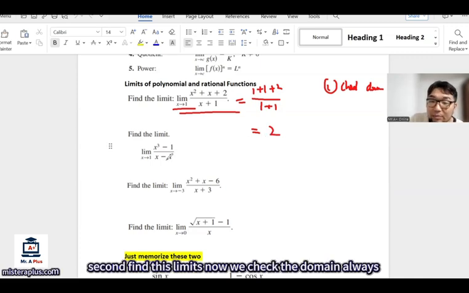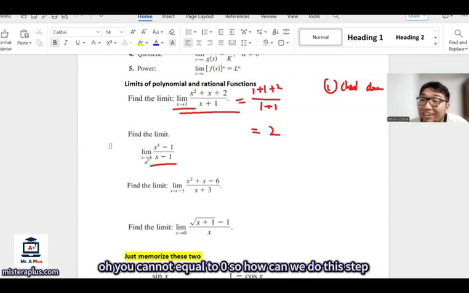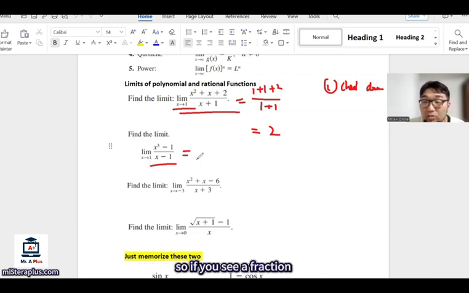Second, find this limit. Now we always check the domain. Oh, x cannot equal 1. So how can we do this? If you see a fraction, we tell ourselves to simplify first, no matter what. So let's simplify it. Here, this notation is important.